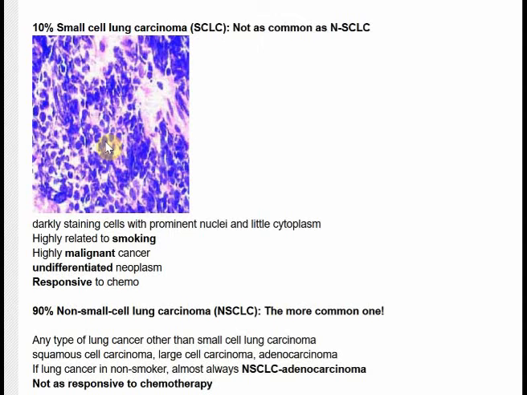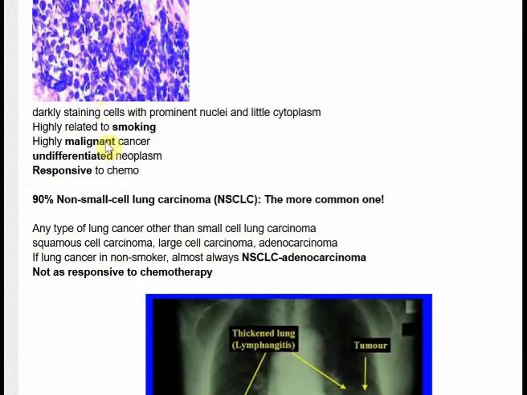Now how about the other 90% of cases? So 10% are small cell, 90% are non-small cell lung cancer. The different types of non-small cell lung cancer can be remembered as ASL. A is for adenocarcinoma, which is the most common type of lung cancer in general. S is for squamous, and L is for large cell lung cancer.